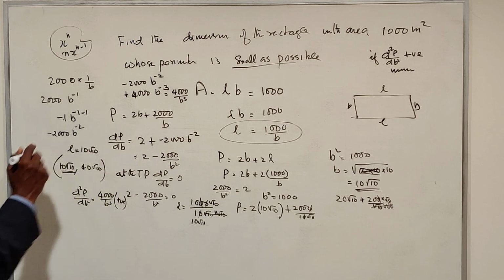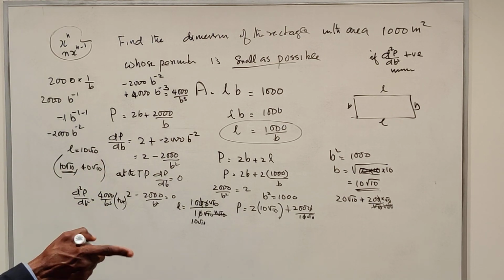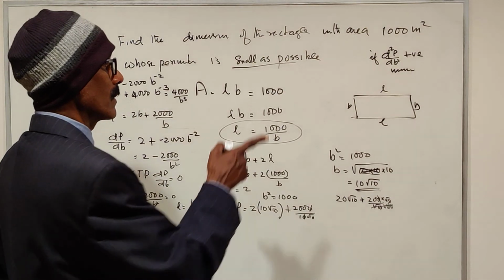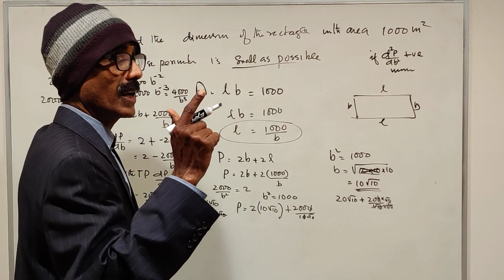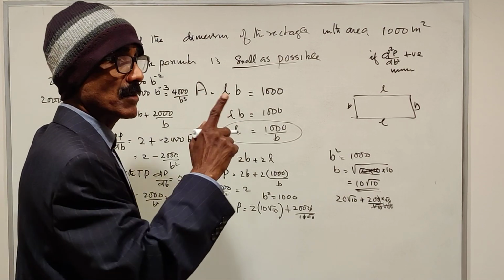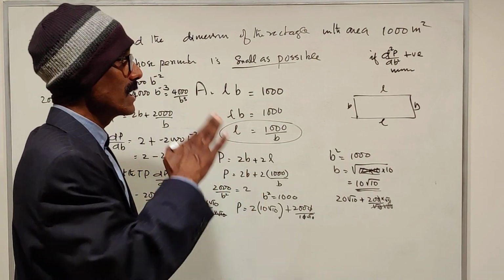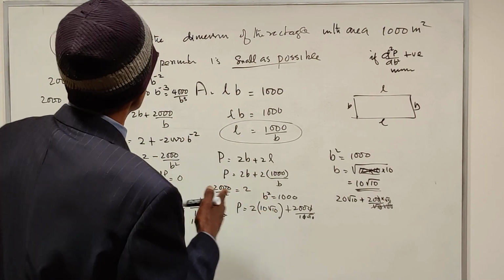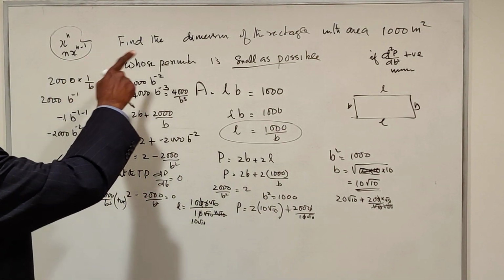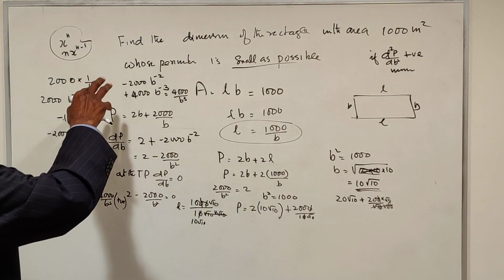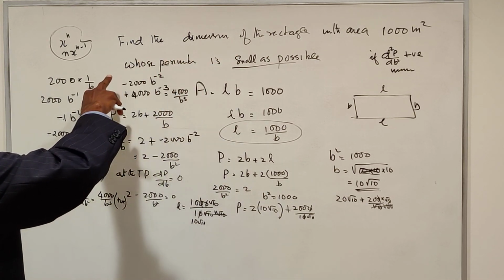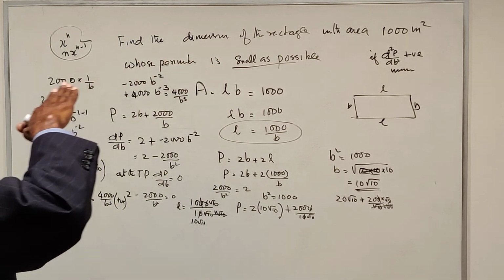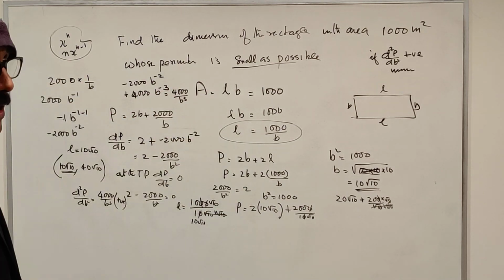What does it mean? It means at the minimum perimeter, length and breadth are the same. So it means it's a square. The rectangle is a square when the area is given and the perimeter should be a minimum value.